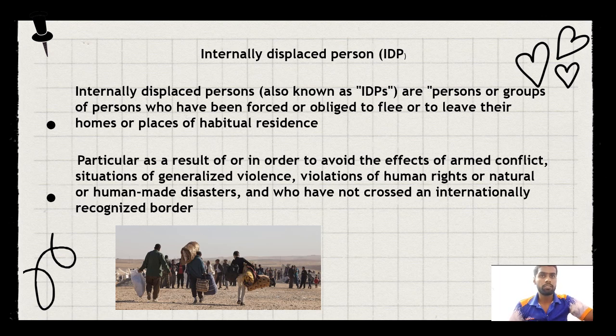Now I'm going to present about internally displaced person, the meaning of IDP. The definition: an internally displaced person, also known as IDP, is a person or group of persons who have been forced or obligated to flee or to leave their homes or places of habitual residence. The second point is that internally displaced persons are particularly those displaced as a result of, or in order to avoid the effects of, armed conflict, situations of generalized violence, violations of human rights, or natural or human-made disasters, and who have not crossed an internationally recognized border.